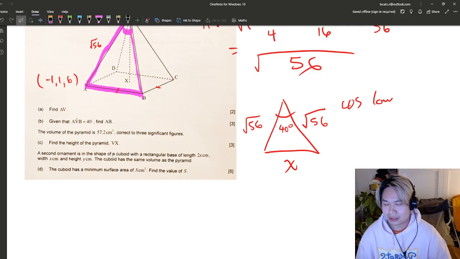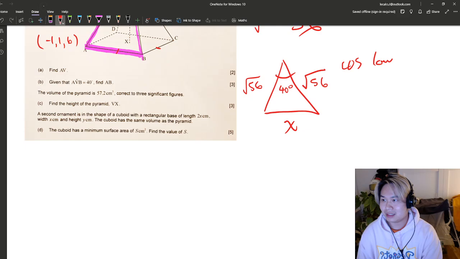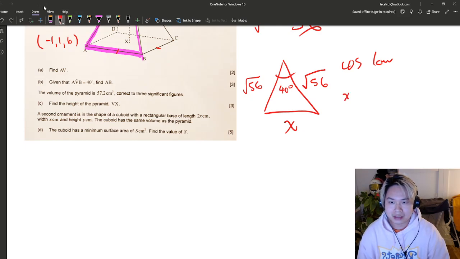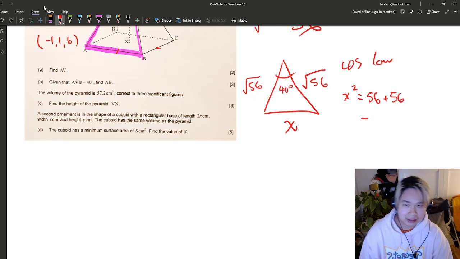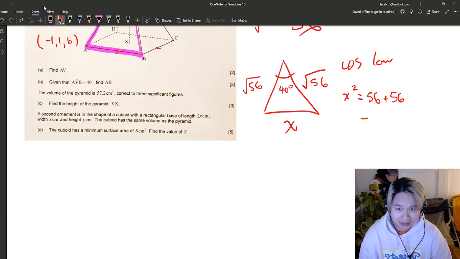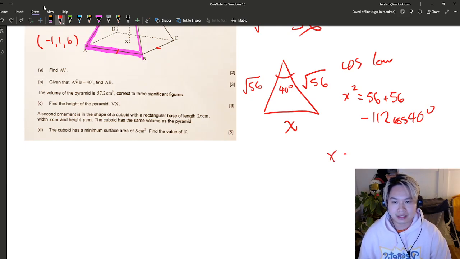Do I want to do this the long way? Whatever, fine, we're going to do this the long way. It's not even that long because both the sides are square root 56. Okay, x squared is equal to square root 56 squared, which is 56, plus the other square root 56 squared, which is 56, and then subtract 2 times the square root of 56 times the other square root of 56, which is 2 times 56, which is 112, times cosine 40 degrees. Which means that x is going to be the square root of all of this stuff.